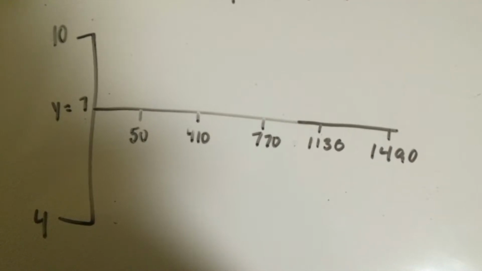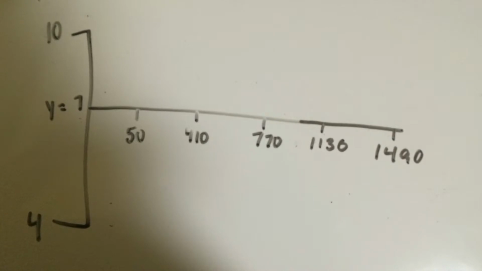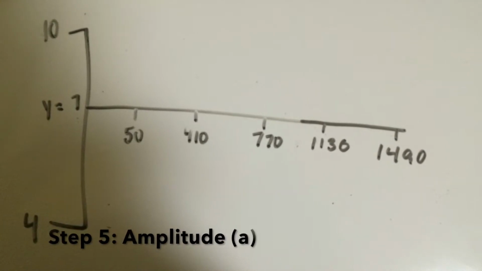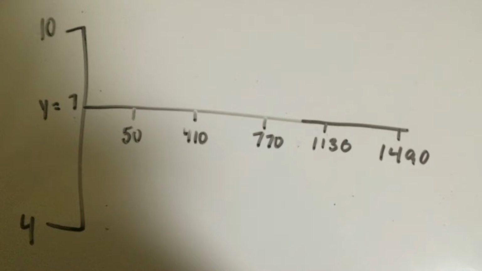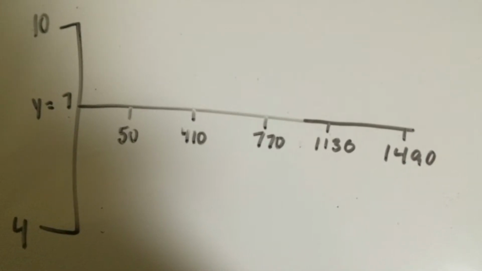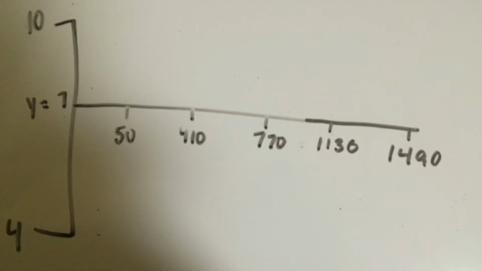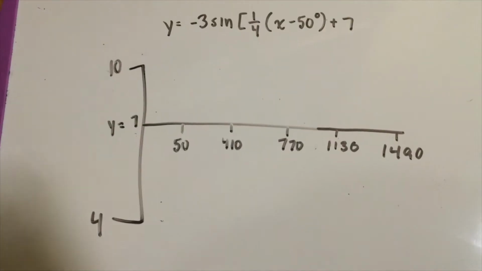So now we're going on to our last step, which is to focus on our a value. In this case it is 3. So in order to find the maximum height, we will add 3 to 7, which is 10. And to find the minimum height, we'll subtract 3 from 7, which is 4.